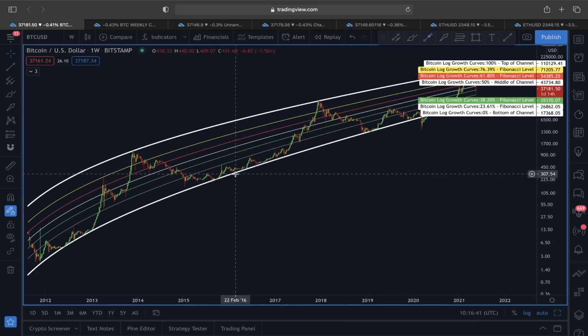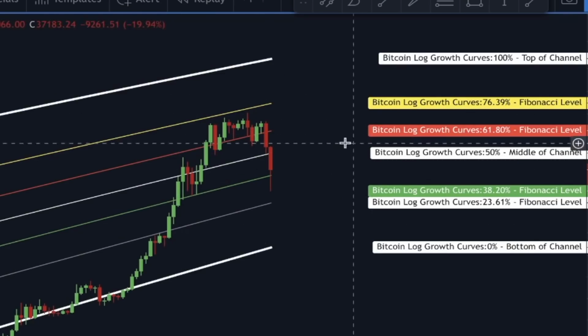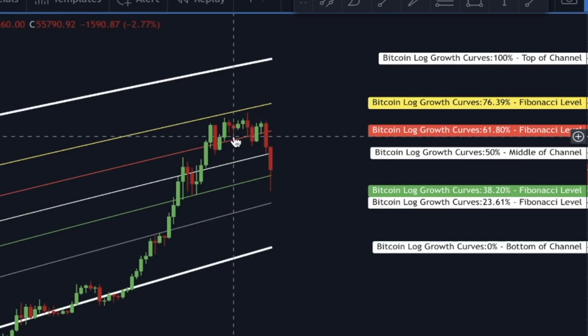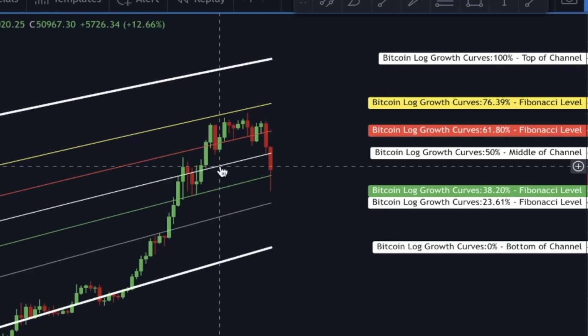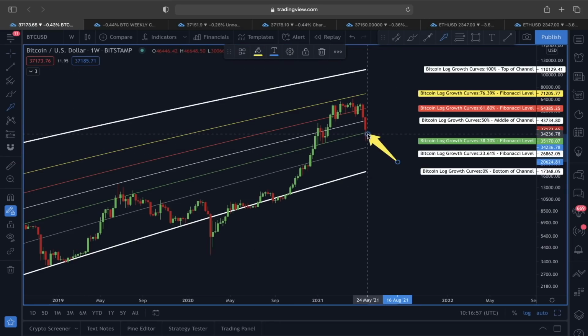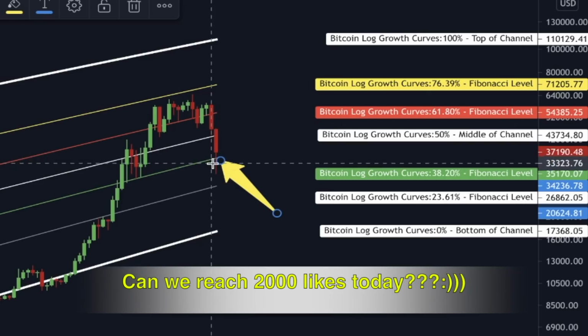So now looking at this price structure here in a weekly time frame, right now if you include this Bitcoin logarithmic growth curve, inside this logarithmic growth curve we do have some different Fibonacci levels. As you can see, right, I have colored it differently so that it's easy for you to understand. So right now in a weekly time frame, one of the most important support lines is this 38.20 Fibonacci level.